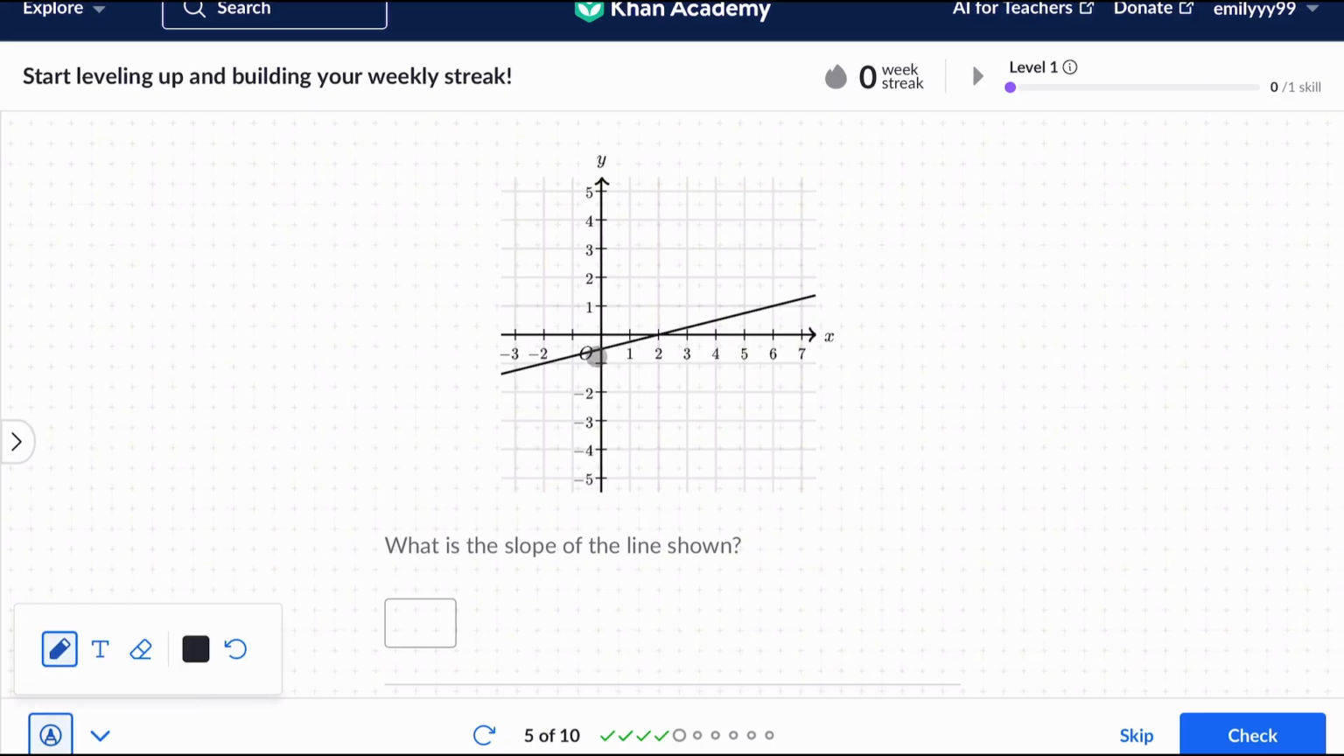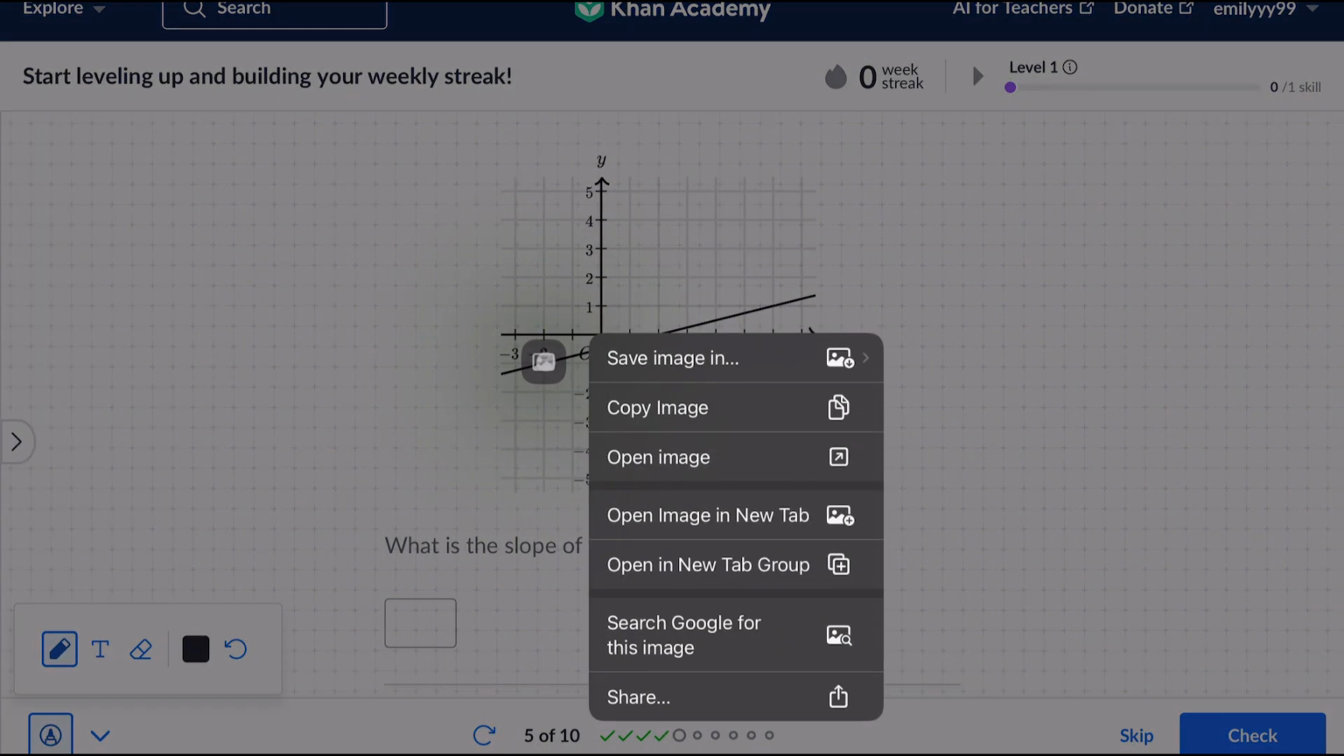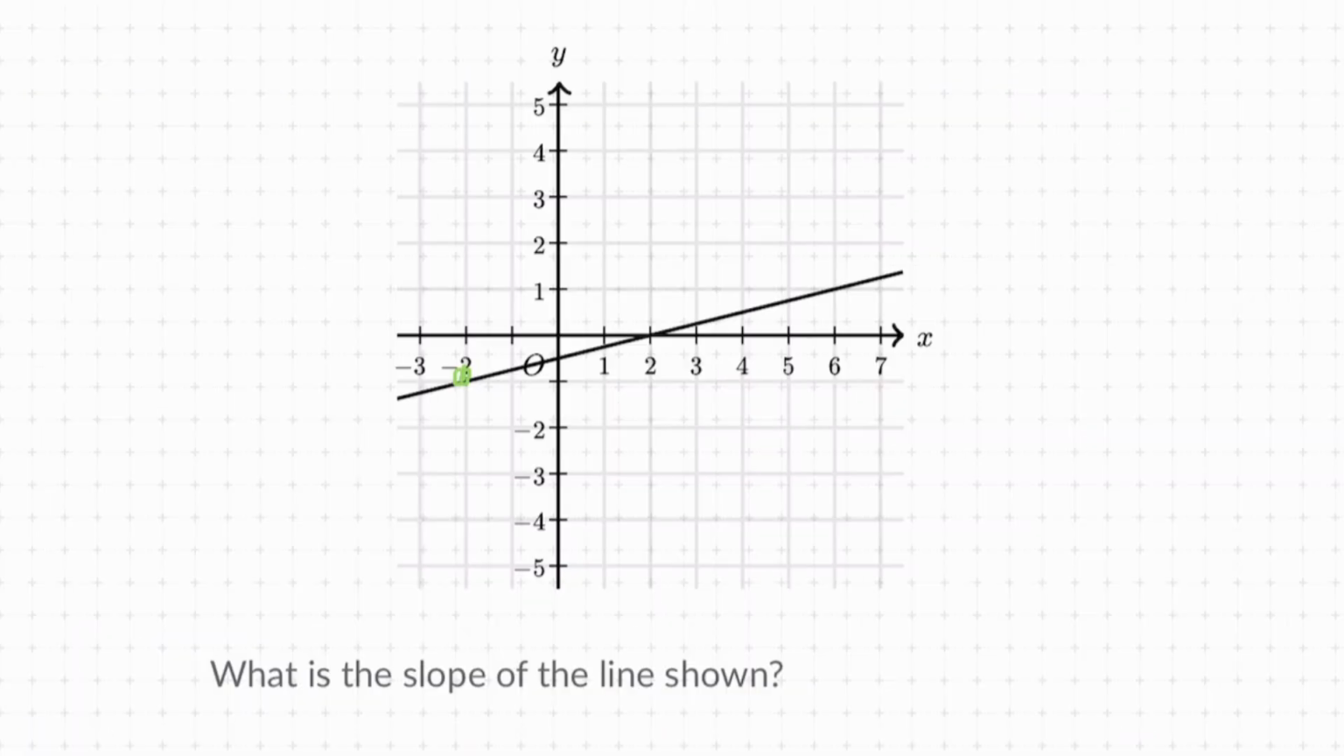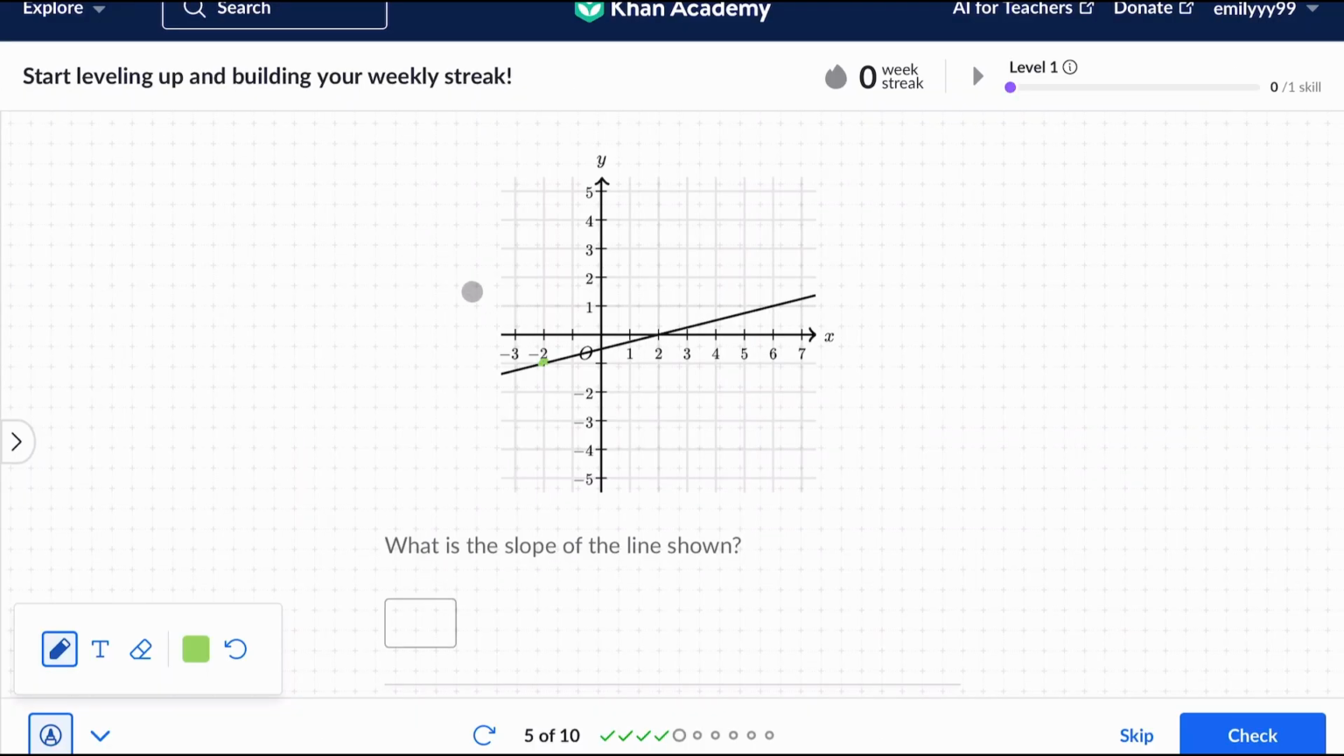What is the slope of the line shown? So we can't really use the y-intercept because it's kind of a decimal, but of course you can do it. So we look for a point that we can see. Oops. So we can do that point right there. That's kind of covering. And that point is -2, -1. And then we also see a point here. And that's going to be 2, 0.